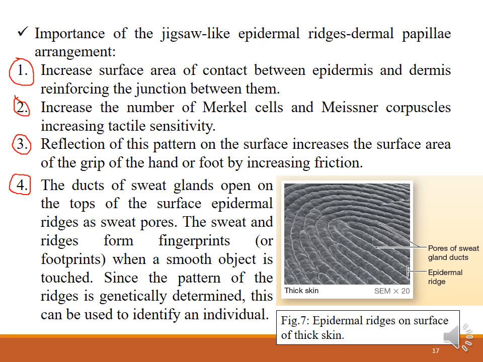Now, the ducts of sweat glands open on the tops of the surface epidermal ridges at what we call sweat pores. So in these ridges that are found on the surface of the skin, at the top of these ridges, the sweat glands open at pores called the sweat pores. The sweat and the ridges will form the fingerprints.